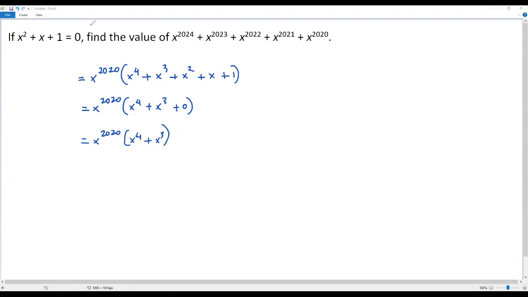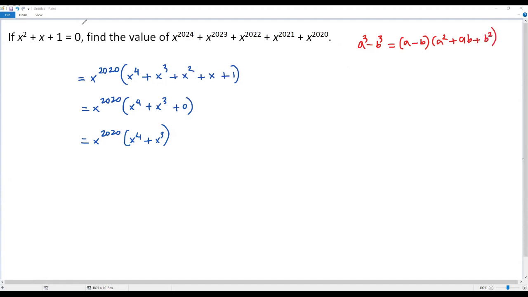Okay, now let me consider an algebraic identity, that is the difference of two cubes, a³ − b³. Whenever we have difference of two cubes in this form, it can be written in factored form, that is (a − b) times (a² + ab + b²).